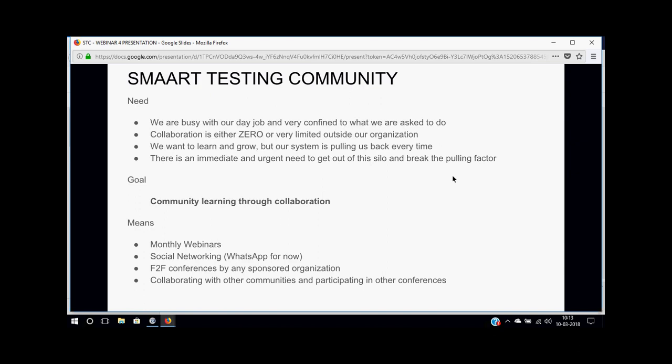We also are thinking of having a face-to-face conference in April. I'll talk about it a little later. And then we plan to collaborate with other communities, especially within Bangalore, within India, and we also would like to participate in other conferences representing STC, Smart Testing Community. So that's the means that we have at this point in time. But predominantly, in the last 5 months of our existence, we have been doing the monthly webinars. That's been our main means of collaboration, other than the WhatsApp group that we have.